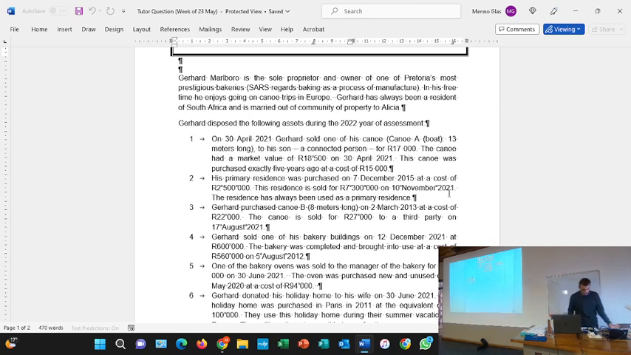Okay, now the CGT. What would the CGT consequences be of the holiday home donated to his wife? Why no CGT? Yeah. So any transfer between spouses does not trigger any CGT. Correct.